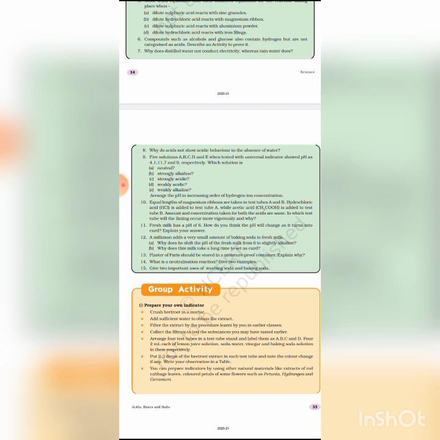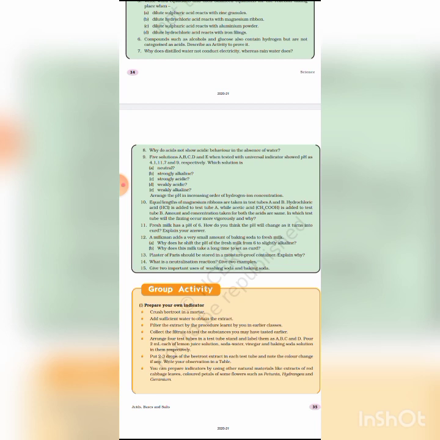Okay, student, alcohols and glucose contain hydrogen but they are not ionized to give H plus ion in the solution. Okay, so they are not considered as acids.